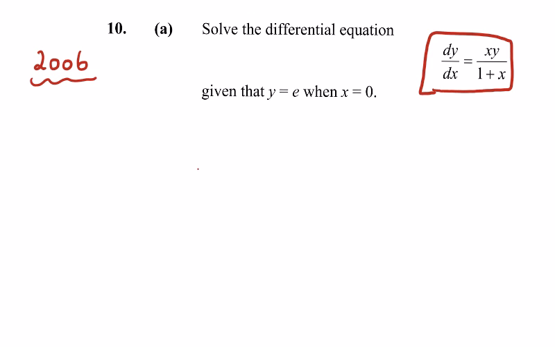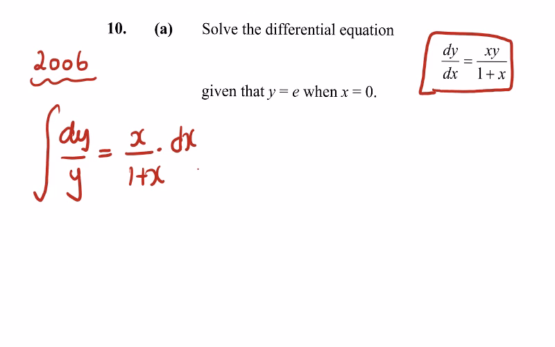So if we divide by y, we're going to get dy over y is equal to, we need to multiply by dx. We're going to have the x on top, and 1 plus x on the bottom, dx. And we need to integrate these. And we're told that y is equal to e when x is equal to 0.